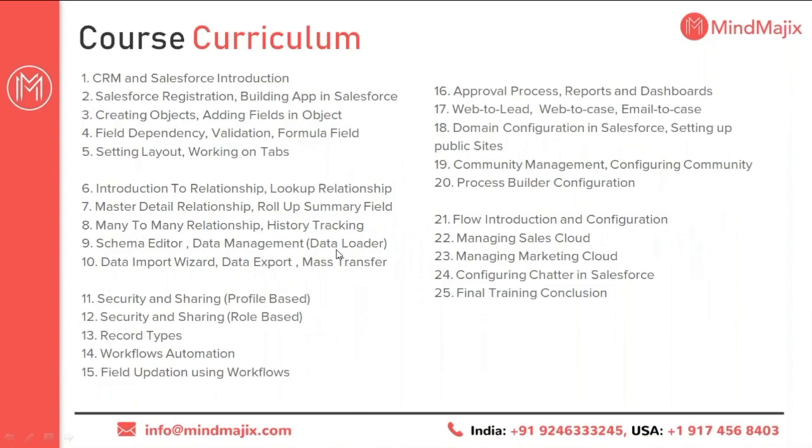Record types, workflow automation. When we talk about Salesforce CRM, it is mainly used by organizations to automate their maximum processes. So it would be your responsibility to automate as many processes as you can. Therefore, in order to do that, you must be aware of automation. So we have included those topics also: workflow automation, approval process, process builder, process builder configuration, flow introduction and configuration, and web to lead, web to cases.